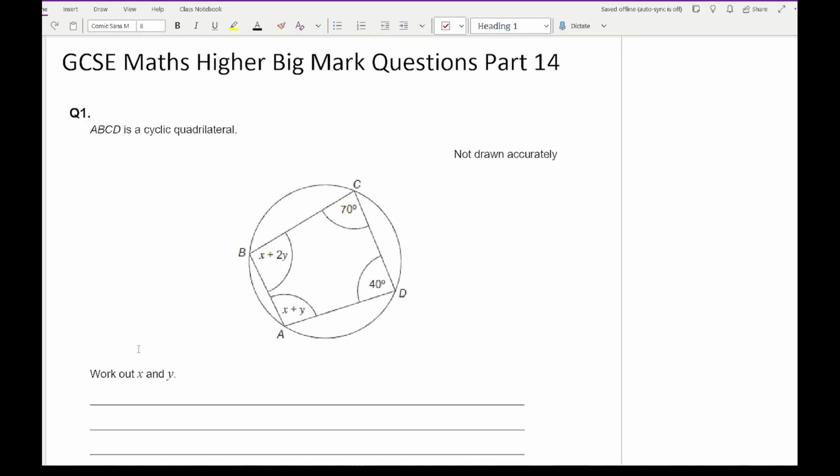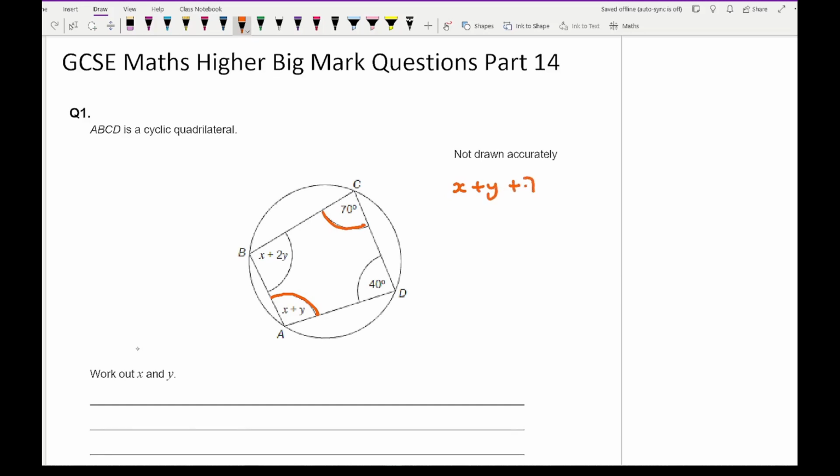Looking at question 1, it says that ABC is a cyclic quadrilateral. Work out the values of x and y. Recalling some of these circle theorems, one of them with regards to a cyclic quadrilateral is that opposite angles add up to 180. So this angle here and this angle here will add up to 180. So x plus y plus 70 equals 180, and if I neaten that up I get x plus y equals 110.